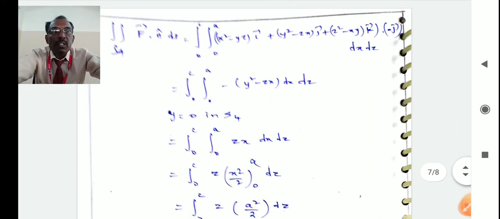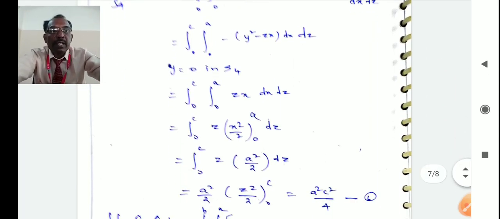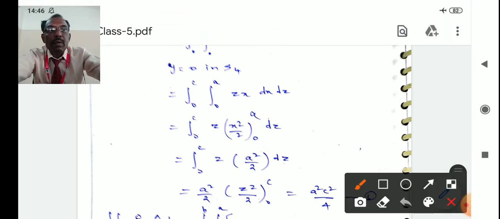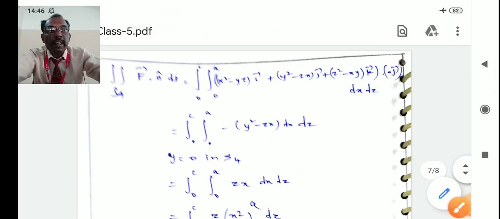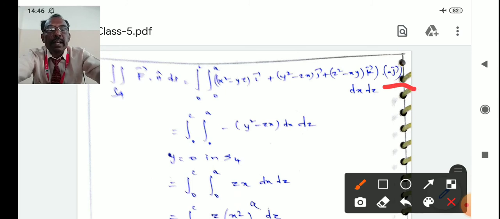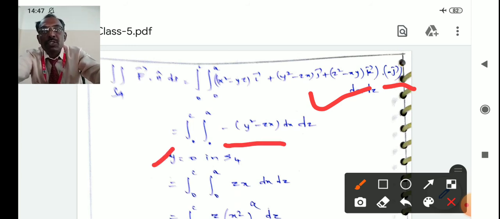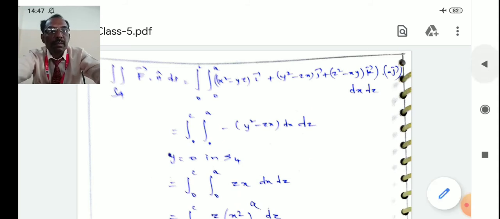Along S4, just compare with S3, having only one change. Here n cap value is minus j vector. Do the dot product, we get the minus of (y² − zx). Here y value is 0. So we get zx dx dz only.